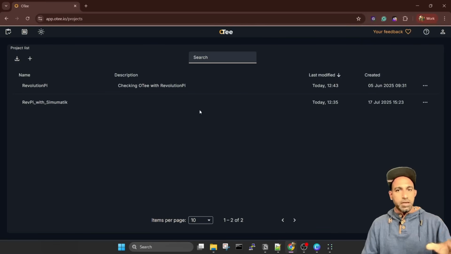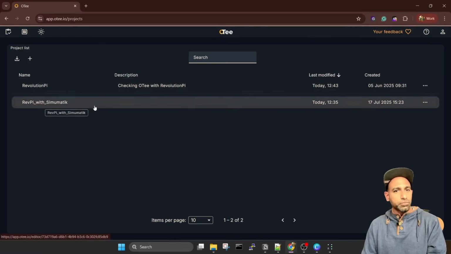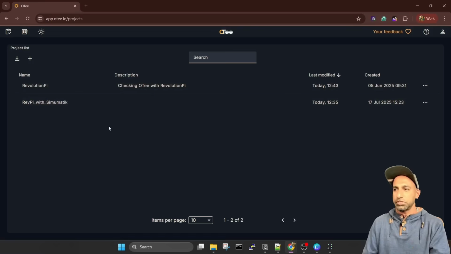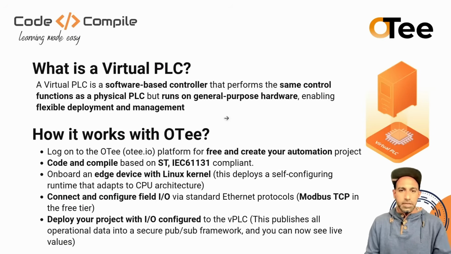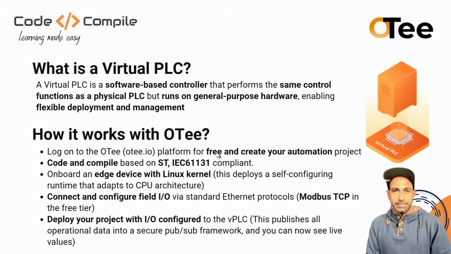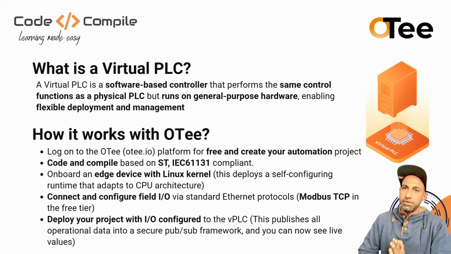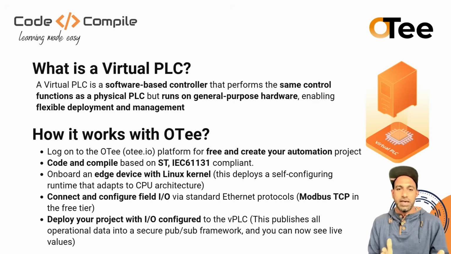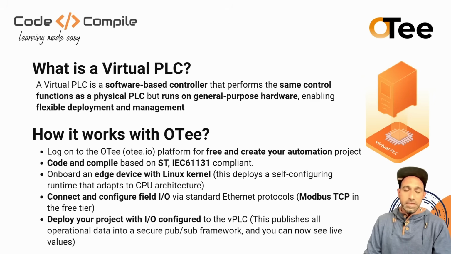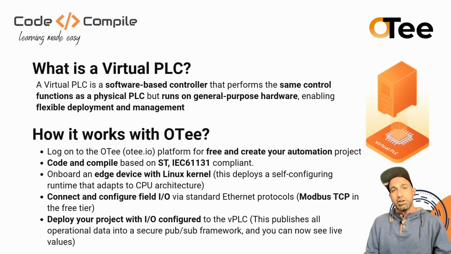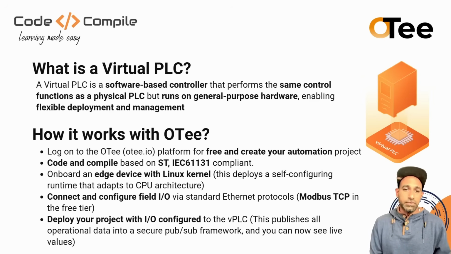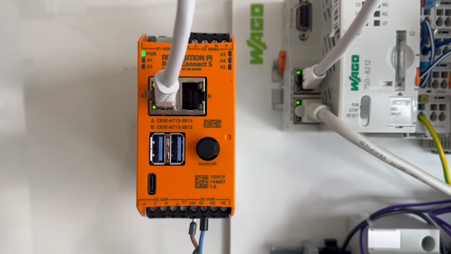Now I'm inside the OT platform. You can see I already have two projects. Just ignore that, I'm going to create a project from scratch. Let's go back to the slide. First you sign up and log in. Here we are going to program using structured text, which is IEC 61131-3 compliant. Structured text is a high-level programming language, so we're going to use that. Then we are going to add a device to our OT platform and install an agent on my edge device. For the edge device, I'm using a Revolution Pi, which you can see on my table.